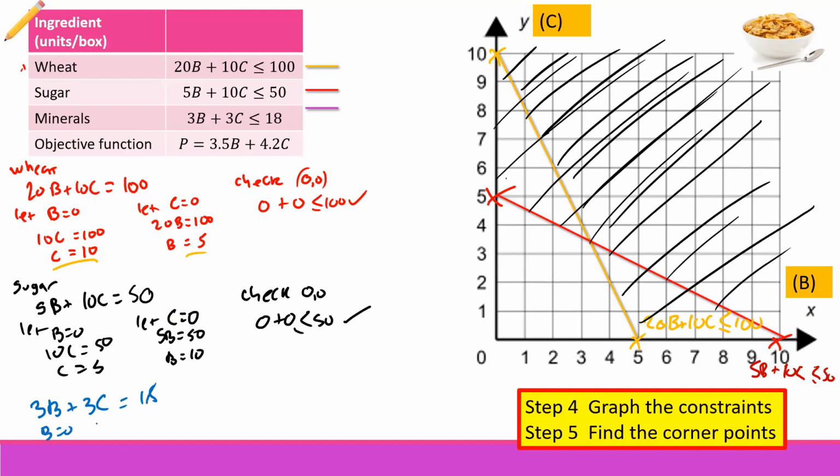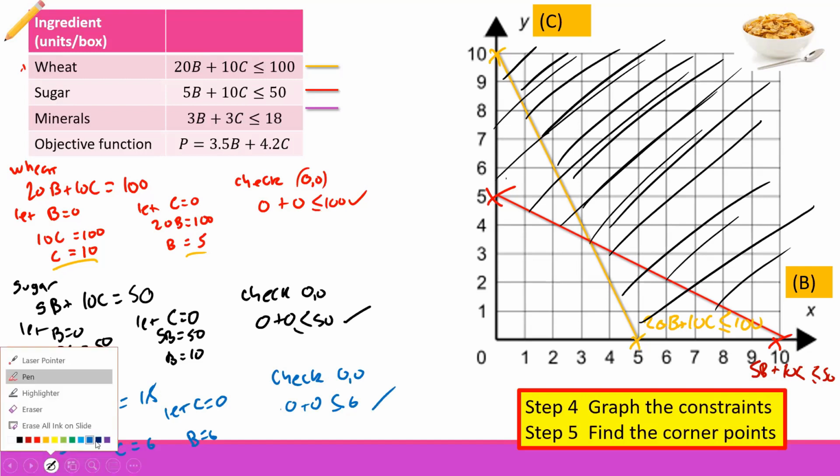Let b equals 0. This gives you 3c equals 18, which is c equals 6. And of course, because it's the same formula, let c equals 0. That's going to make b equals 6. If we check 0, 0, that's going to give you 0 plus 0. Is that less than 6? You bet your bottom dollar it is. So that's going to give you this line.